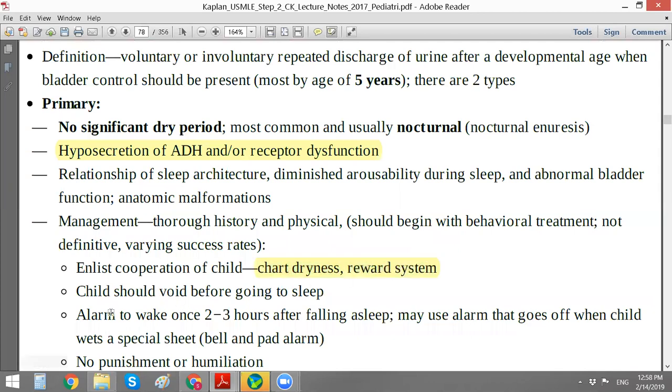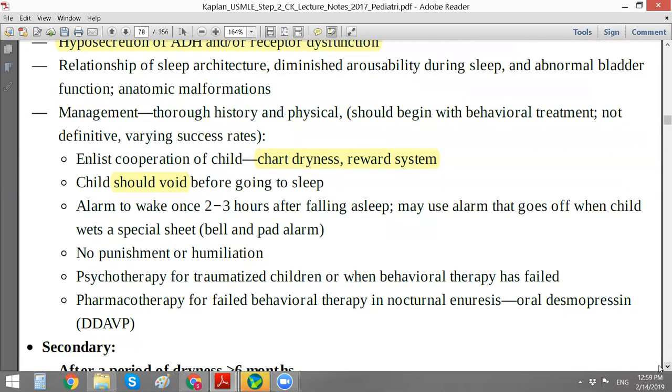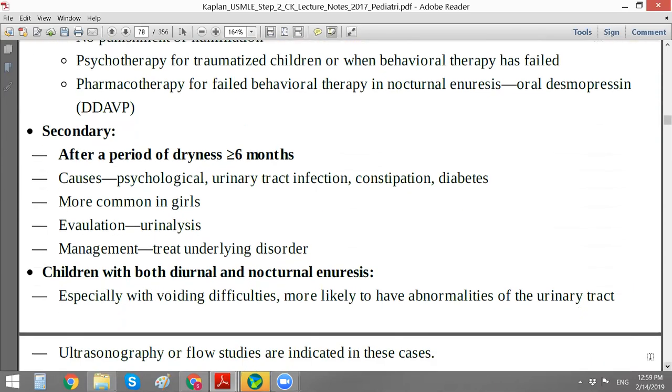Child should void before going to sleep, okay, and an alarm to wake once 2 to 3 hours after falling asleep. May use an alarm that goes off when the child wets a special pad, the wet and bell and pad alarm. No punishment or humiliation. Psychotherapy for traumatized children or when behavioral therapy has failed. Pharmacotherapy for failed behavioral therapy in nocturnal enuresis: oral desmopressin.